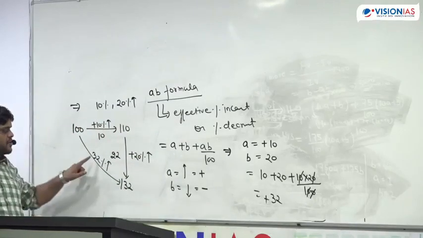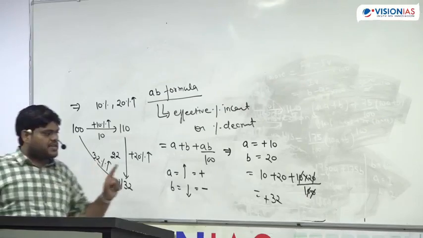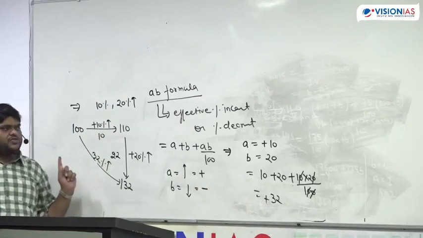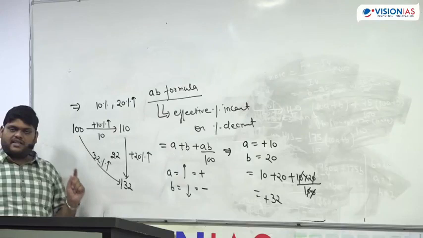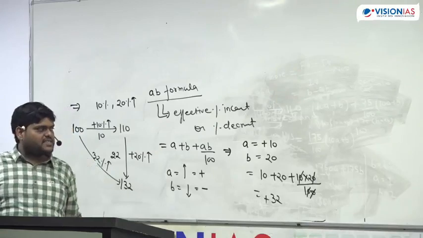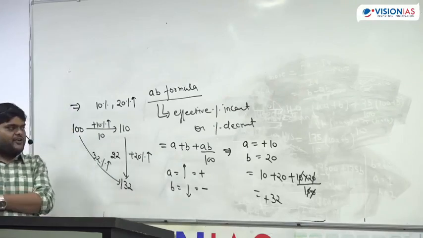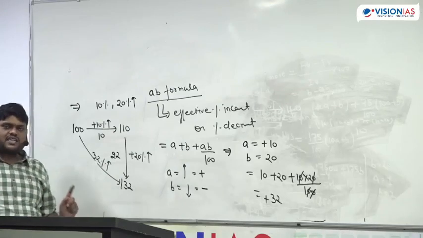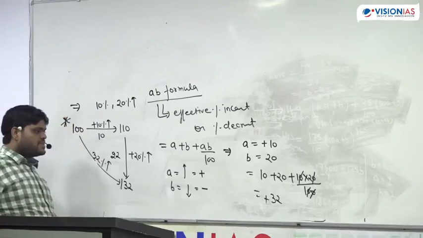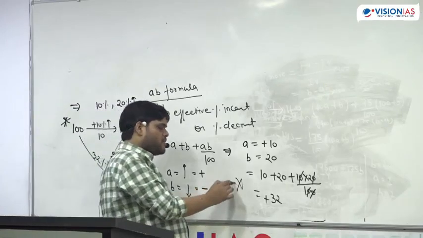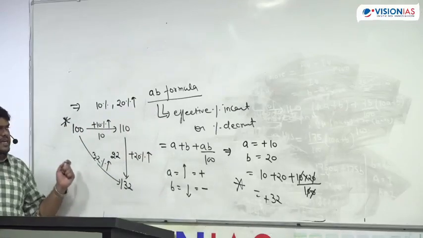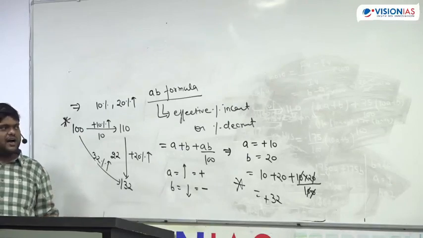So this 32% increment you get either from here or from here. Whenever there is successive increment or decrement, where to apply it, I will tell you, don't worry. But first you have to understand that in case of successive increment or decrement, you can either solve by the AB formula or without the AB formula. Both approaches are the same.